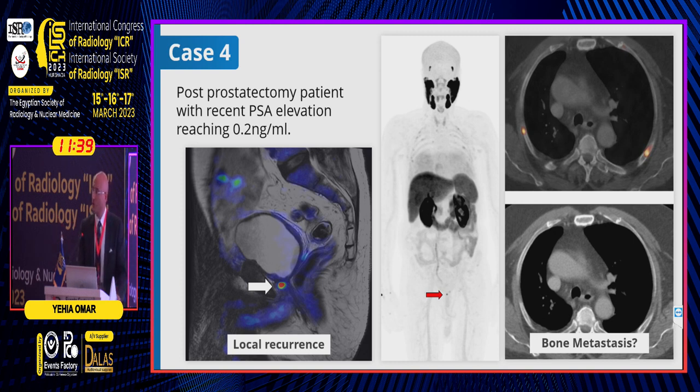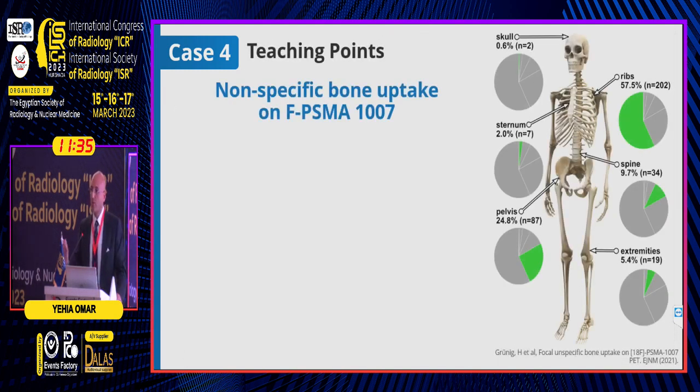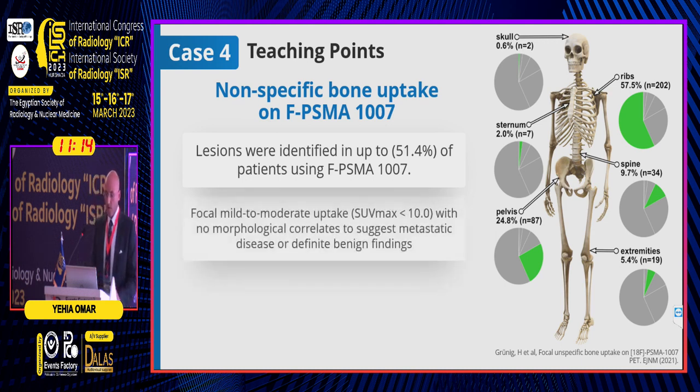The answer, no, they are not metastasis. And this is a common pitfall, especially when using the fluorine PSMA-1007, and these are called non-specific bony uptake. And these lesions were identified in up to 51% of the patients using fluorinated PSMA-1007, and they are characterized by having focal mild to moderate uptake, usually with SUV max less than 10.